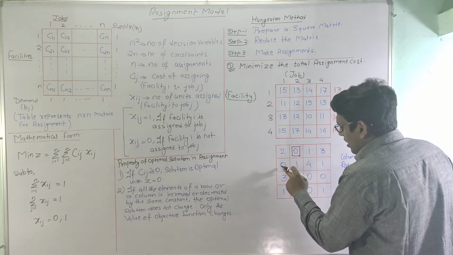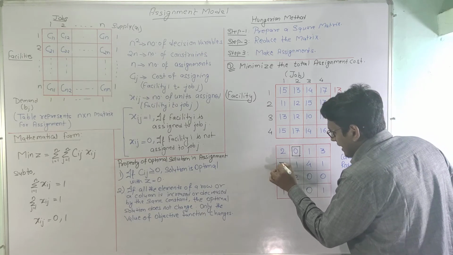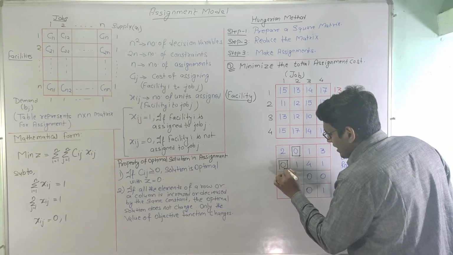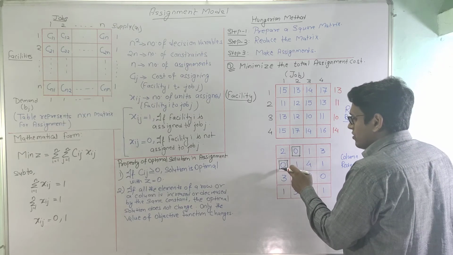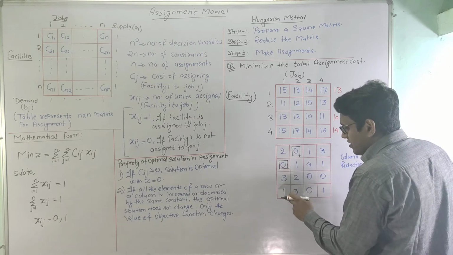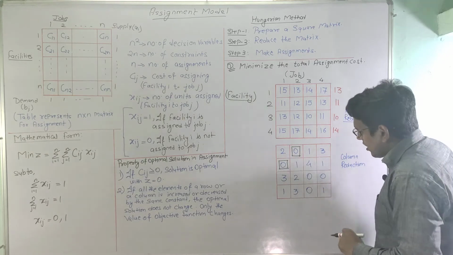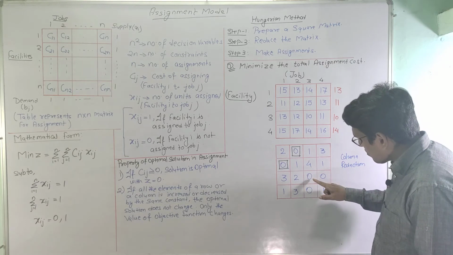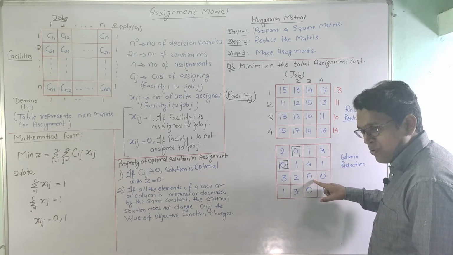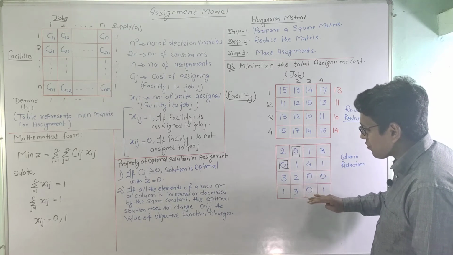Moving on to the second row, it has only a single 0, so this can be assigned. After assigning this, no assignment can be done in this column and no assignment can be done in this row. Now moving on to row 3, we see that we have two assignable zeros. So we will leave row 3 as it is and move to the next row.